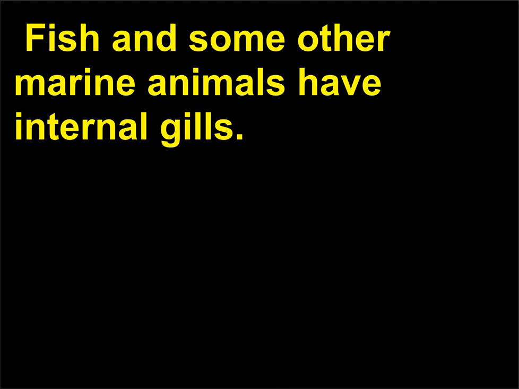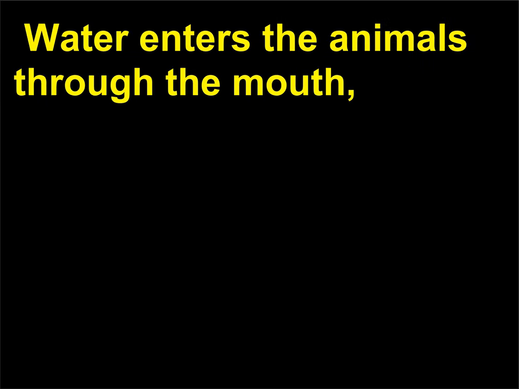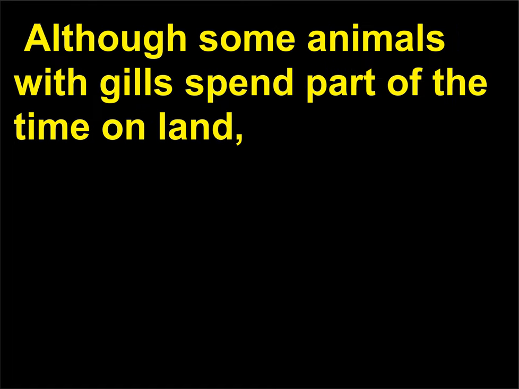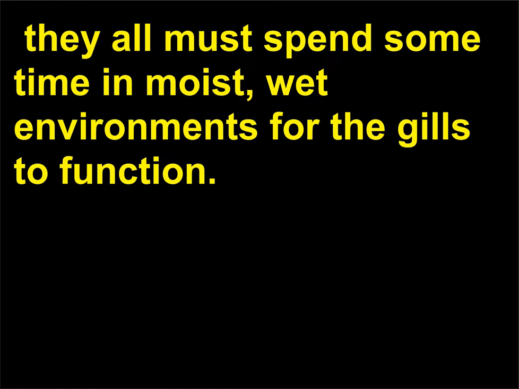Fish and some other marine animals have internal gills. Water enters the animals through the mouth, then flows over the gills in a steady stream and out through gill slits. Although some animals with gills spend part of the time on land, they all must spend some time in moist, wet environments for the gills to function.